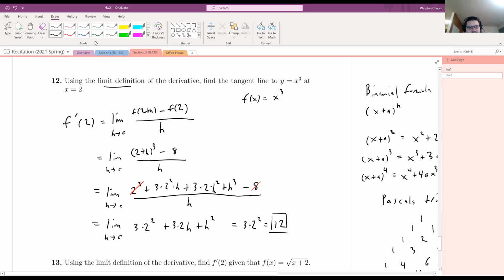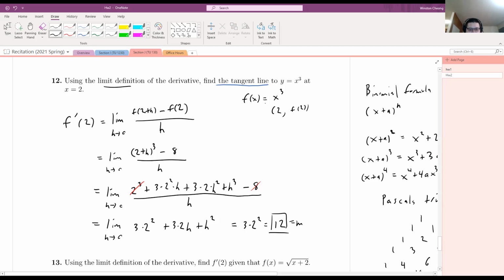But let's read the problem again. Make sure we're actually answering the problem. It says find the tangent line. So what we did is not enough. We found m, the slope of the tangent line. We need to find the rest of the tangent line now. So this is m. We also want to find the tangent line at x equals 2, so we need a point. Our point is 2 comma f of 2, whatever f of 2 is.